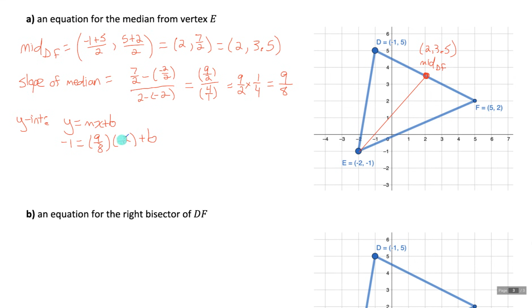I can solve for b. I'm actually going to reduce -2 over 8 to -1 over 4. So I have 9 over 4 times -1, that's -9 over 4. When I bring that to the other side, it becomes +9 over 4. And I'm going to want to add it to -1, so I'm going to rewrite -1 with the denominator of 4 by writing it as -4 over 4. So that gives me a b value of 5 over 4. So I can now write the equation of the line that the median falls on, and that equation would be y equals 9 over 8x plus 5 over 4.